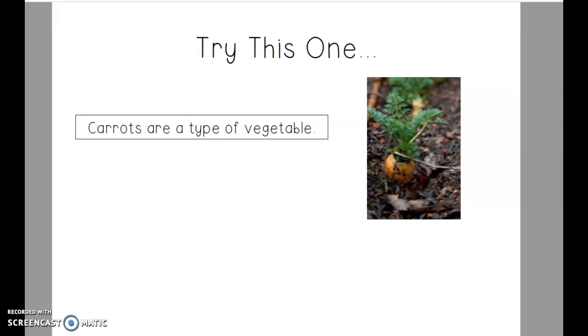We are back with day 3 of getting information through both the words and the pictures of an informational text. Let's try this one. So I'm looking at the text and it says carrots are a type of vegetable. There's also a nice photograph here.